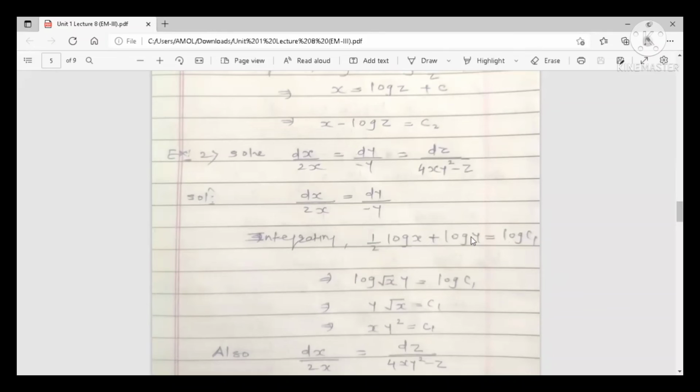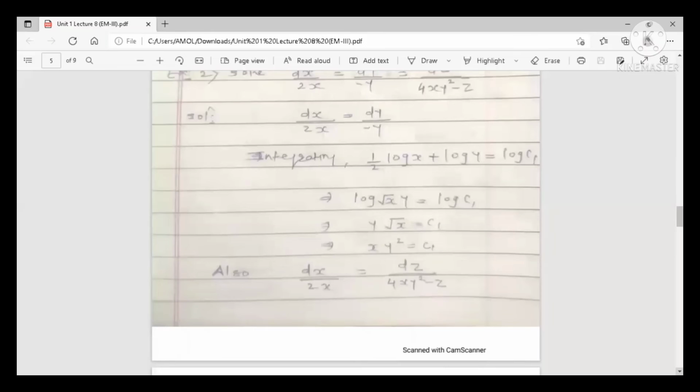Log a plus log b is log of a into b, so log of root x into y is equal to log of c1. Log functions are equal, so the values are equal, so y into root x is equal to c1. If we square, we have x y square is equal to c1 square. C1 square is again a new constant. So after squaring, suppose this is C1 dash, then you will get a new constant C1 here.